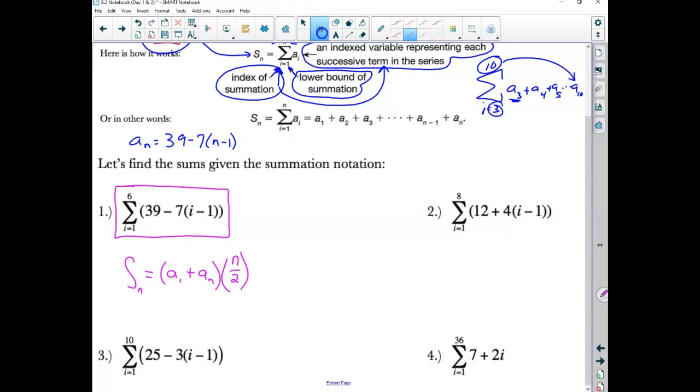Okay? So what I'm going to do is find my first term by taking this first one, plugging it in there, and 39 minus 7 times 0 gives me 39. So that's my a sub 1 term, plus my last term. That's taking the top up here and plugging that in there. When I take 7 times 5, I get 35. 39 minus 35 gives me 4. So that in this case is my a sub 6 term, okay?